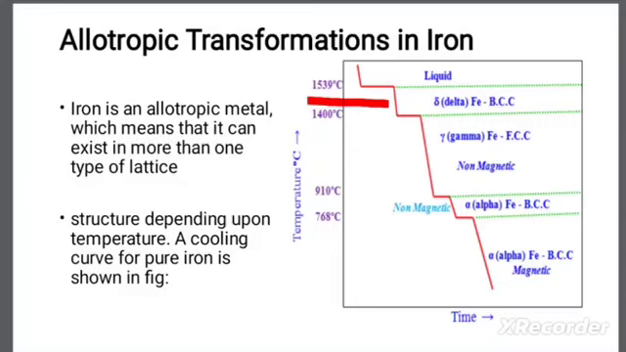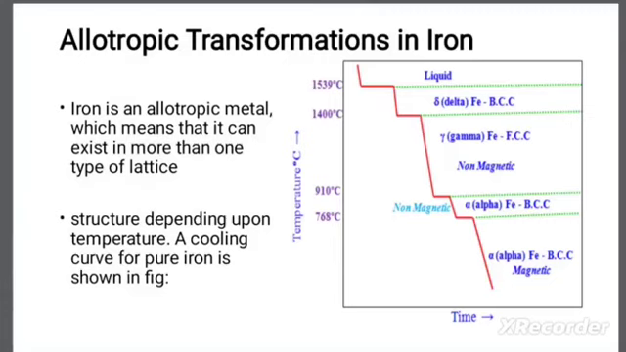This schematic representation of the diagram shows that the x-axis represents time, whereas the y-axis represents temperature in degrees Celsius. The pure iron is in the liquid state above 1539 degrees Celsius or 2800 Fahrenheit.